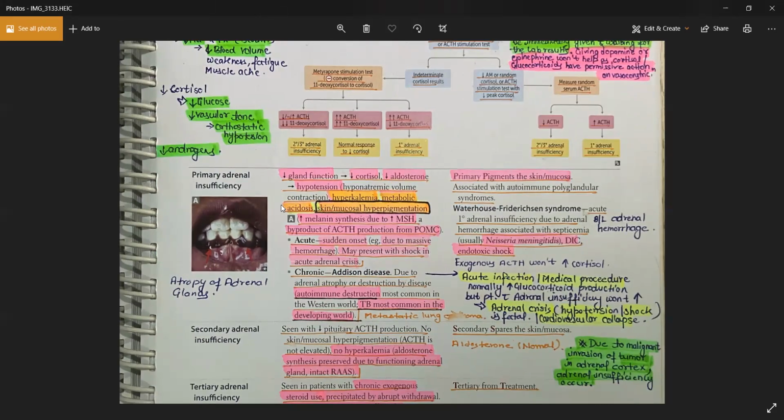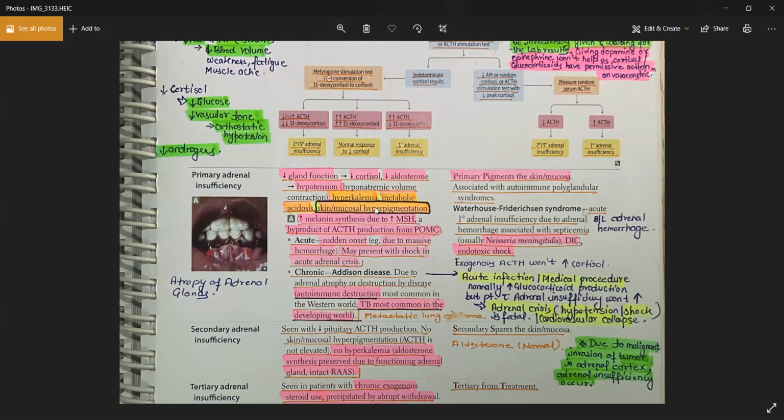Then we discussed primary adrenal insufficiency, in which there is adrenal gland dysfunction. So you will have a low cortisol level and a low aldosterone level. And like we have discussed, you will get hypotension, hyperkalemia, and metabolic acidosis. Why? Because of loss of bicarbonate.